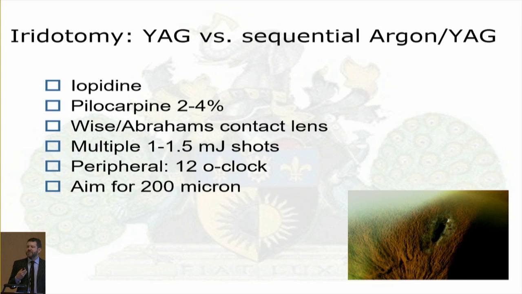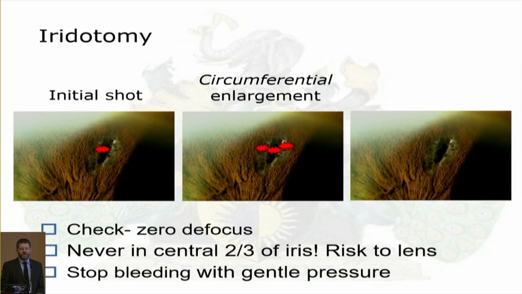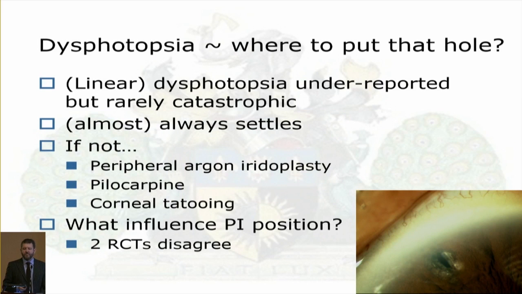In some of our patients in London with much darker eyes, Indian patients, African patients, East Asian patients, Chinese patients, we're using sequential argon and then YAG in order to pre-treat the patient so that we can reduce the amount of YAG energy that we're using. But getting a decent, minimum 200 micron, circumferentially enlarged iridotomy gives us enough opening to reduce that pressure differential.